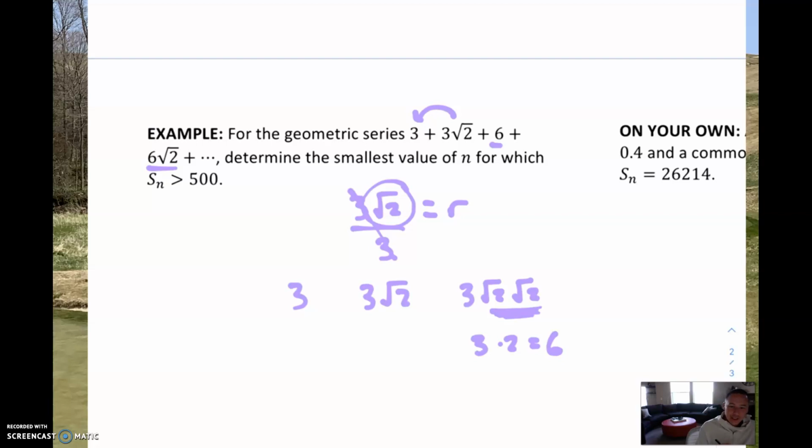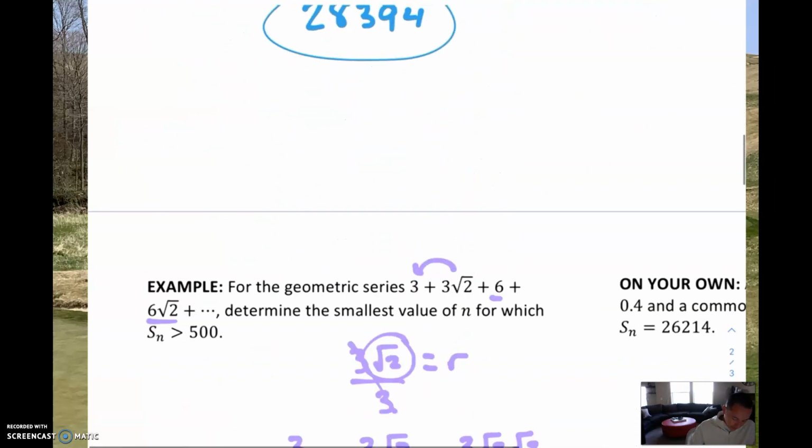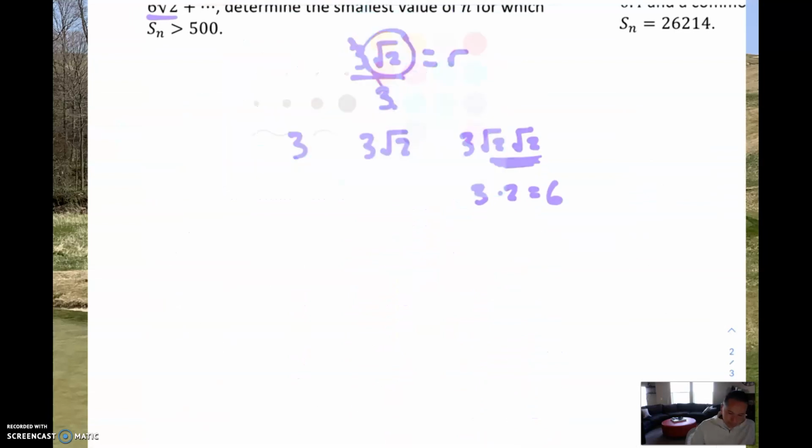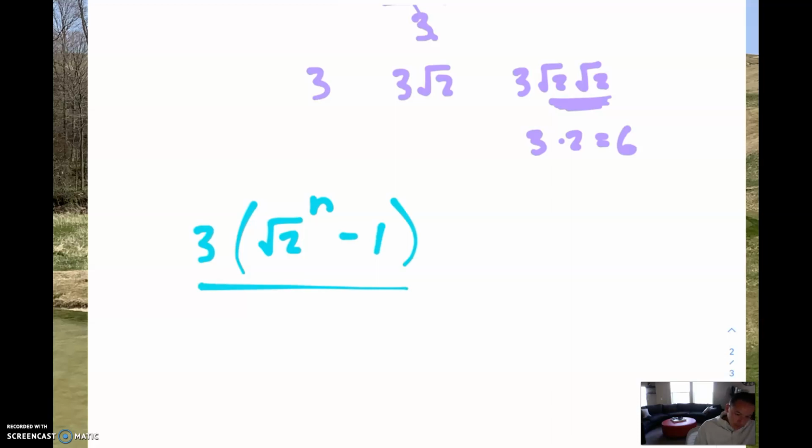And now it's saying determine the smallest value of n. So how many terms would you need to make the sum greater than 500? So let's go ahead and use this first formula here, because the square root of 2 is like 1.41 or something like that. And we have the first term, 3, times your common ratio, root 2, to the nth power. We don't know what n is. Subtract 1, over root 2 minus 1.